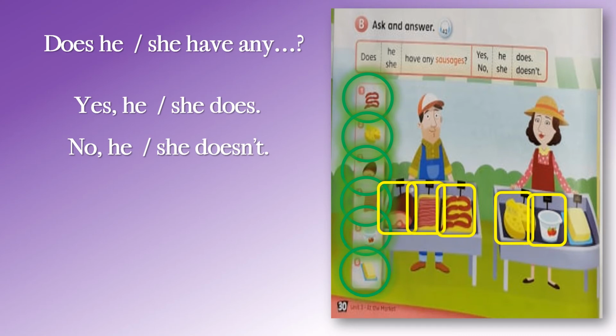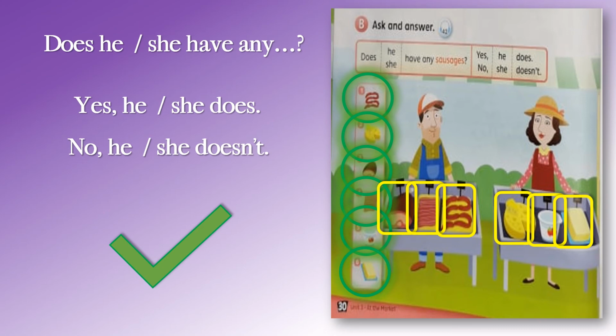And number 6. Number 6 is butter. What's butter in Thai? แปลว่าอะไร ภาษาไทยอะไร เนย Is that right? เนย Does he have any butter? No, he doesn't. Does she have any butter? What's the answer? Can you look at her market stall? Yes, she does.